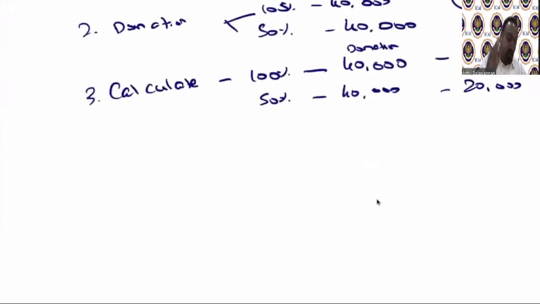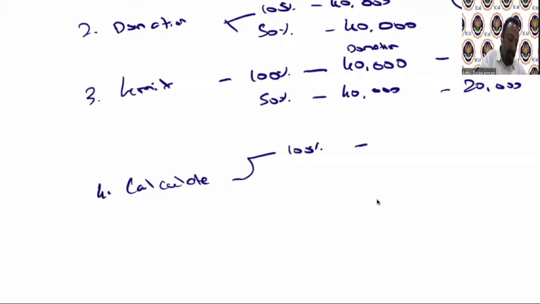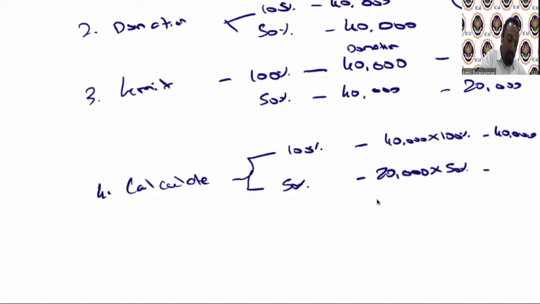Okay, now comes the fourth step. I'll actually use the word limit here, and now I'll use the word calculate. The fourth step, this is straightaway, that is 40,000 into 100 percentage is 40,000. Okay. Second step, you are only eligible for 20,000 into 50 percentage. That is 10,000. So total donation allowed is 50,000. That is the deduction.